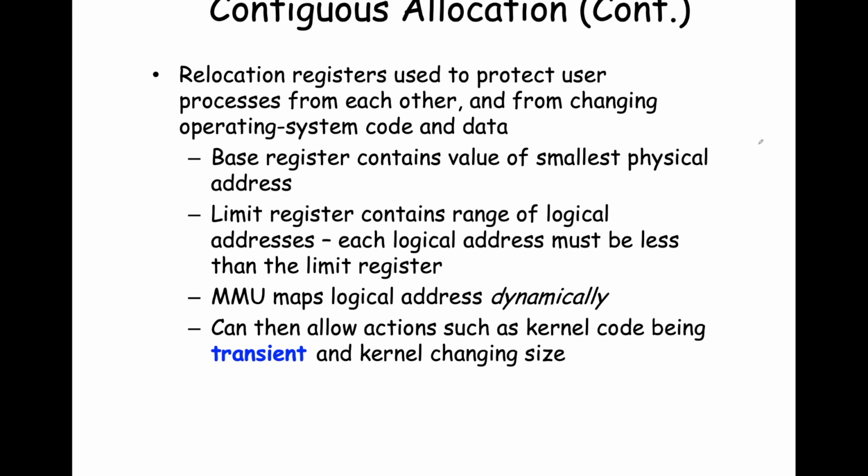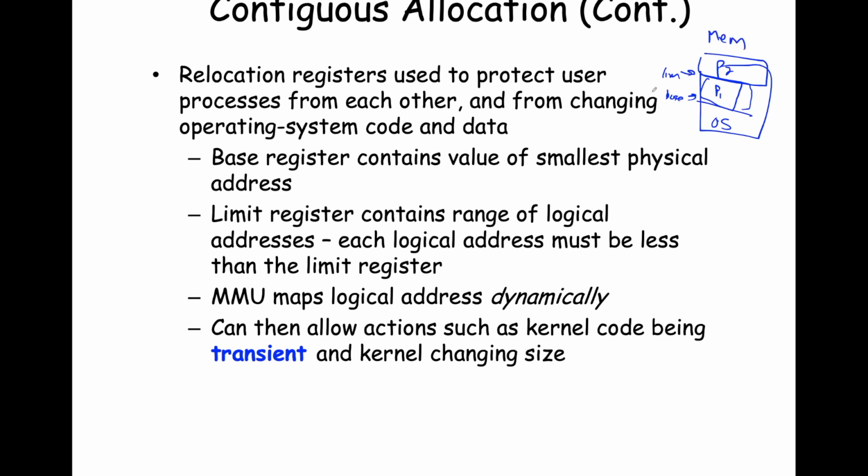And so the base register contains the value of the smallest physical address. And so the limit then contains a range of logical addresses, and each logical address has to be less than a limit. So you have this notion of a starting place in memory for a process. So here's your OS, a starting place, and that's your base. And then the limit tells you, okay, how far can your process go when it's trying to read and write memory? And so this idea of the base and limit are used to keep your process, say P1, from accessing memory that belongs to process, for example, P2, if this were your main memory.